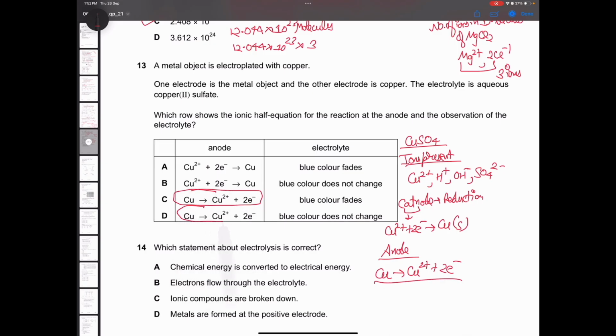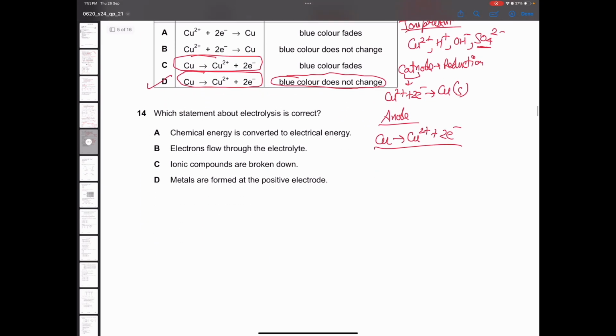D. Right? Now we have to figure out what will be the color change. Blue color does not change. This will be the answer. Alright? Because in the solution, sulfate is still there. So the color will stay the same.